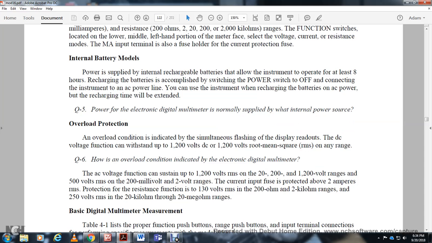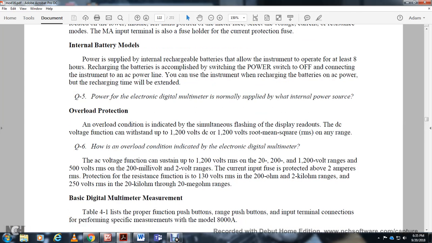Overload protection: an overload condition is indicated by the display flashing. The DC voltage function can withstand up to 1200 volts DC or 1200 volts root mean square on any range. The AC voltage function can sustain 1200 volts root mean square on the 2 and 1200 volt ranges, and 500 volts root mean square on the 200 millivolt and 2 volt ranges. The current input fuse is rated at 2 amperes root mean square. The resistance function can withstand 130 volts root mean square on the 200 ohm to 200 kiloohm ranges, and 250 volts root mean square on the 2 kiloohm through 20 megaohm ranges.